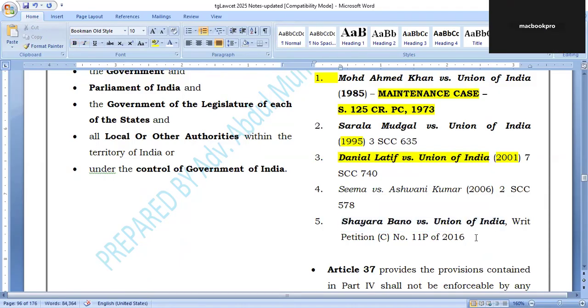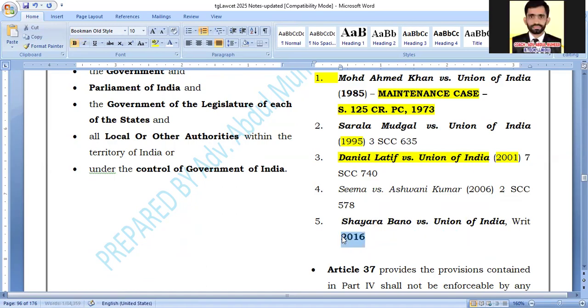Last case: Shayara Bano versus Union of India, 2016. It is also known as the triple talaq case. Okay, sir.